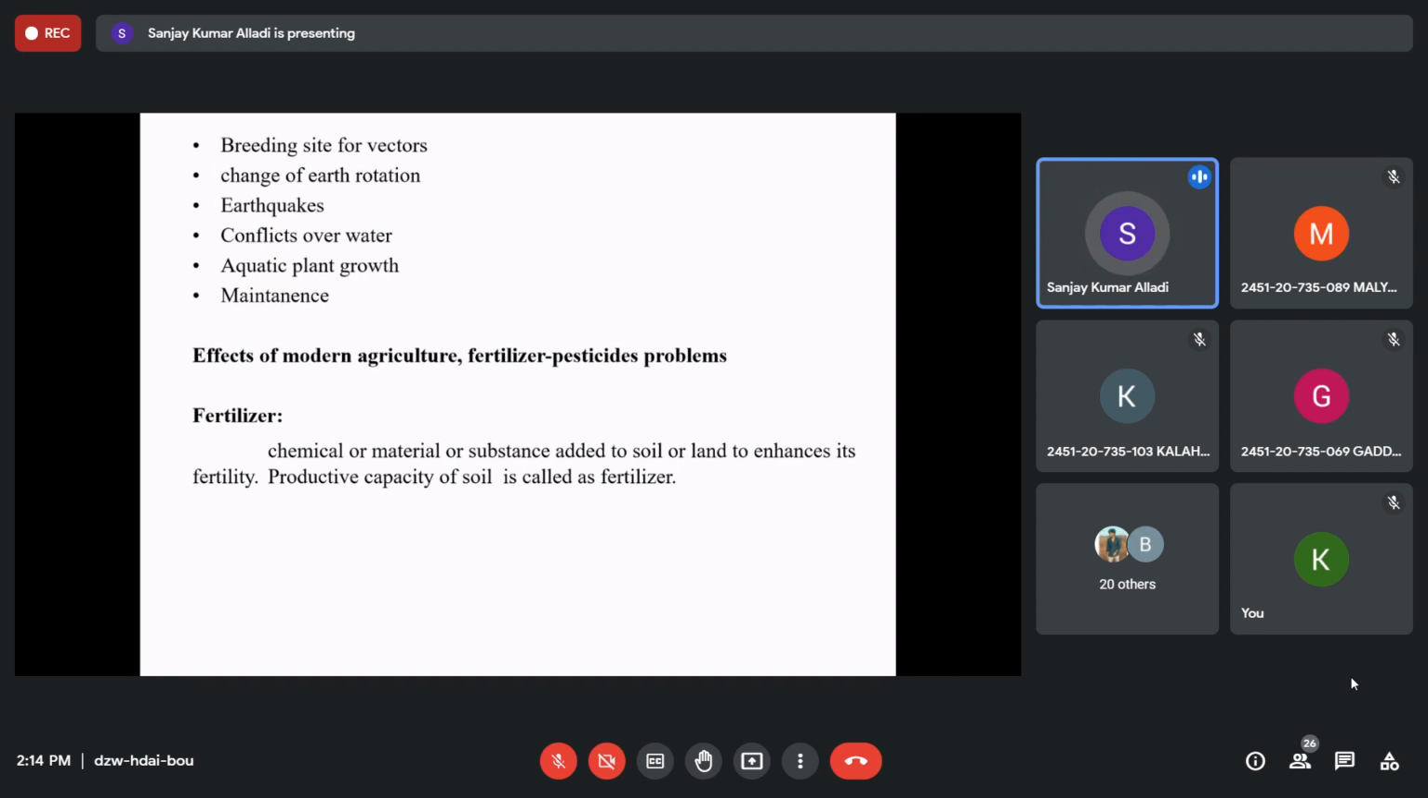Then aquatic plant growth, right? Because of the waterlogging and salinity and the loss of nutrients to downstream, the nutrients will be stored in the reservoir, and salinity occurs in the reservoir, that causes excess growth of aquatic plants, and those plants can disturb the functioning of floodgates and turbines and can cause maintenance problems. So this is what we discussed, benefits and problems of dams.